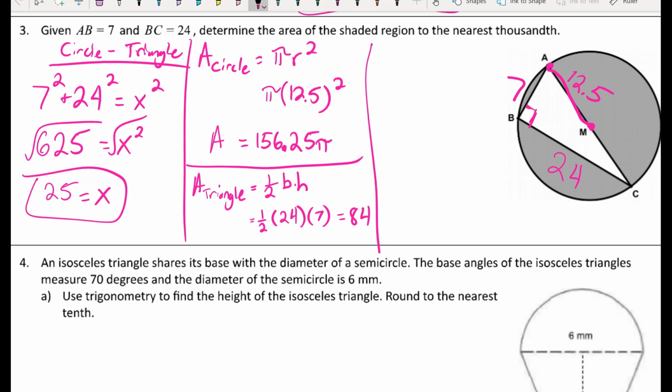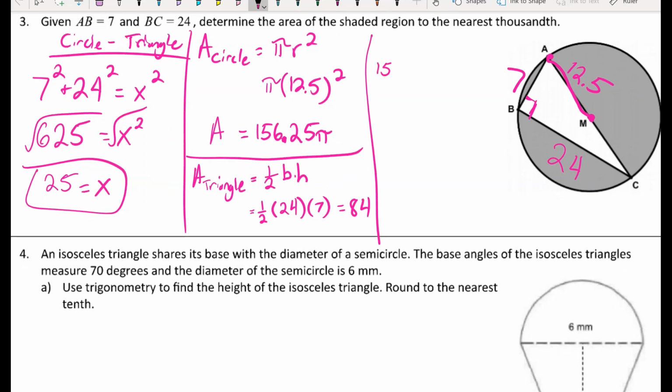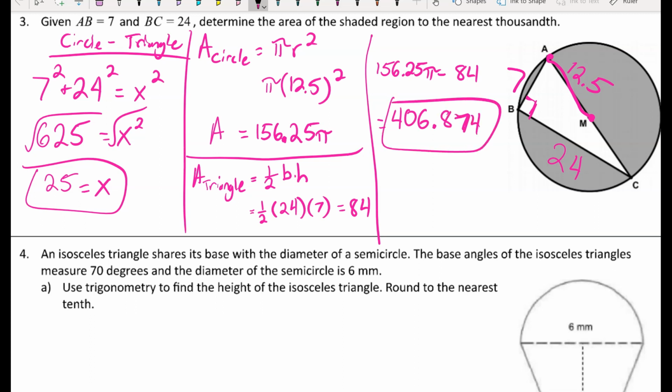So to find the area of the shaded region, I'm just going to take my big area, the area of the circle, and subtract away the area of the triangle. And if it says the nearest thousandth, then I want 3 decimal places, so it should be about 406.874 units squared for my shaded area.